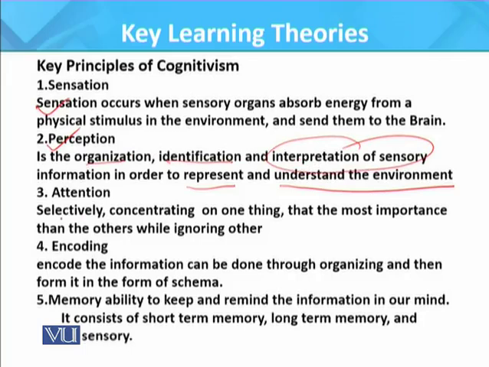Attention is based on selectively concentrating on one thing. That is the most important, and it has more importance than the others while ignoring the other stimulus. Now, this is a very important part of the mental process where you are attentive to only one thing which you think is the most important for you, and you can ignore others.